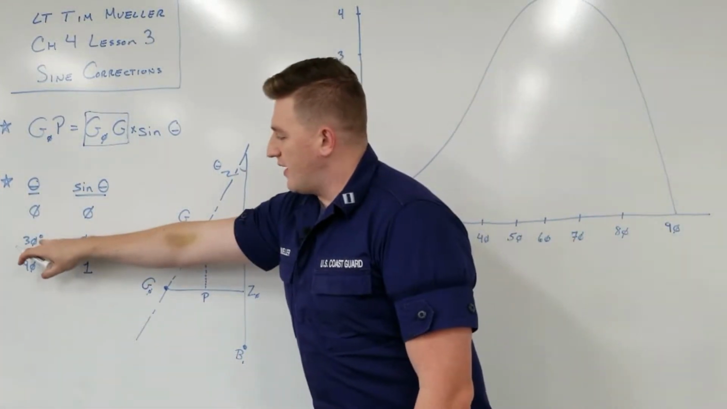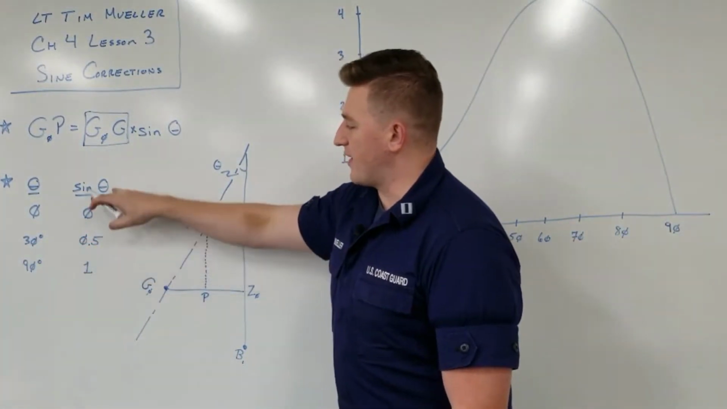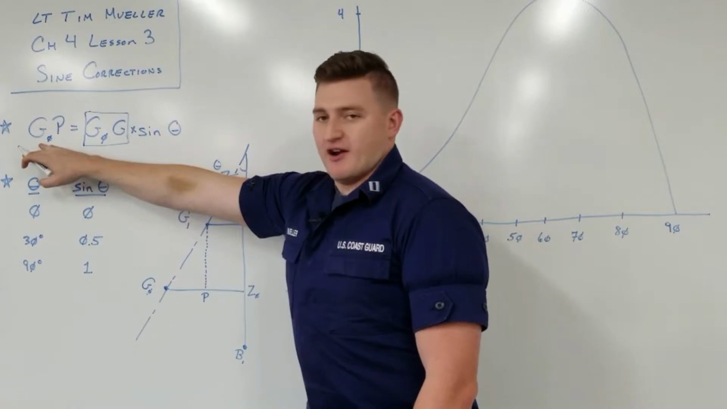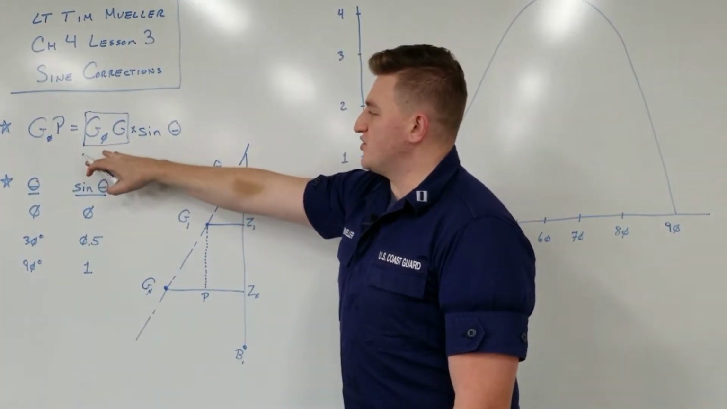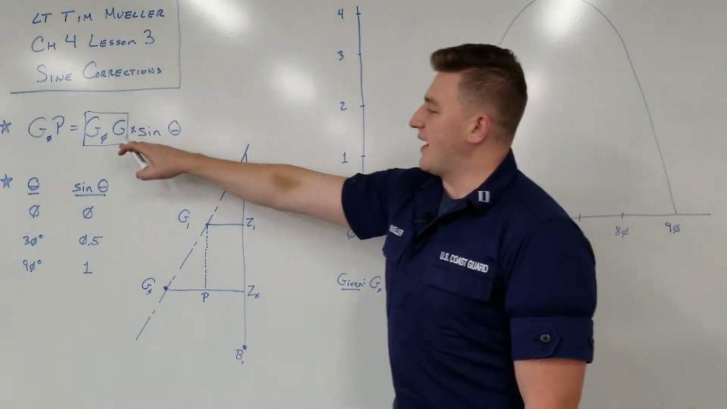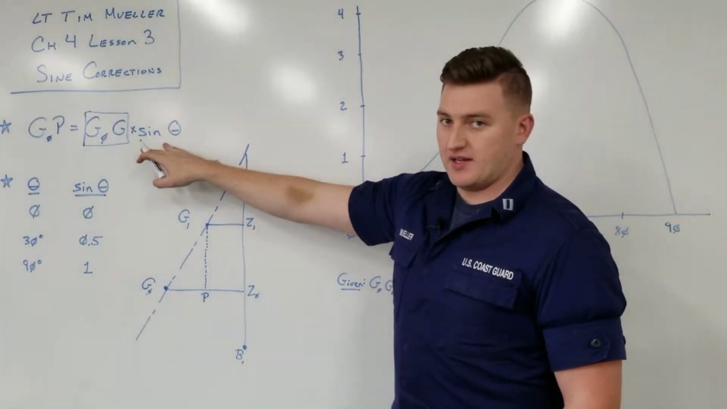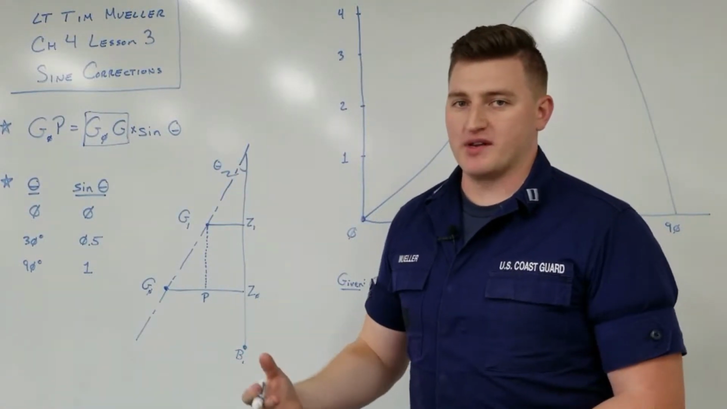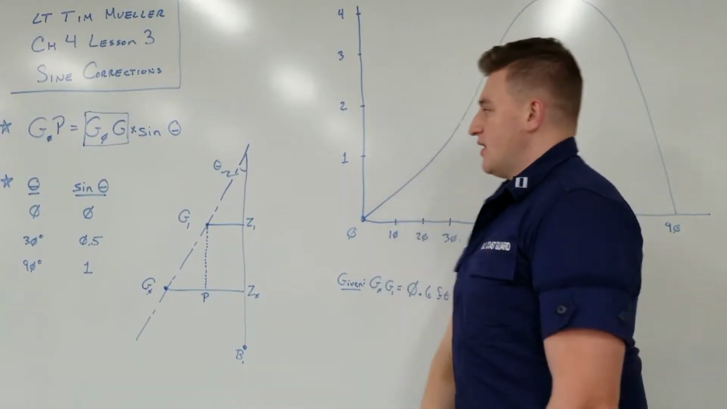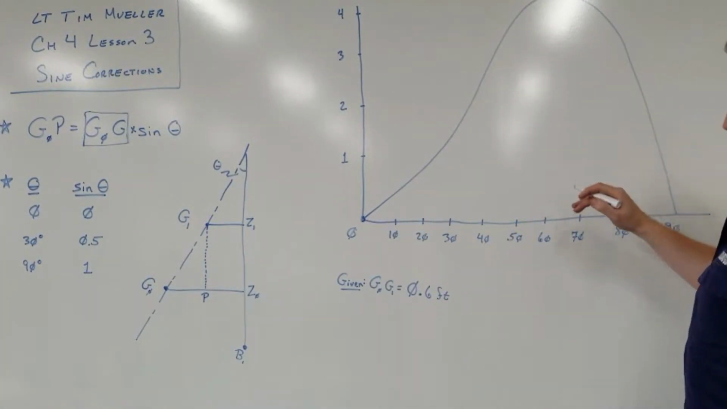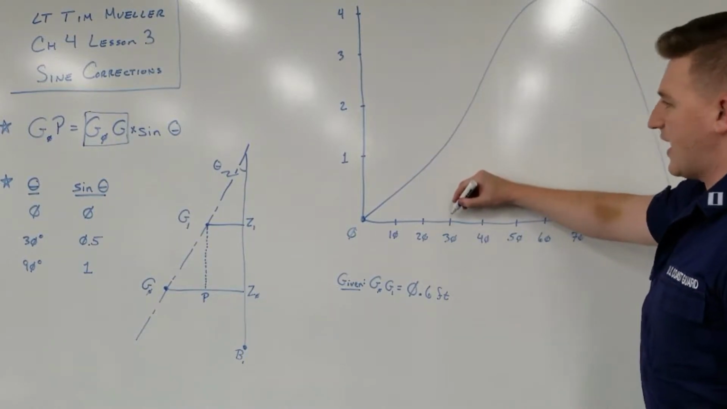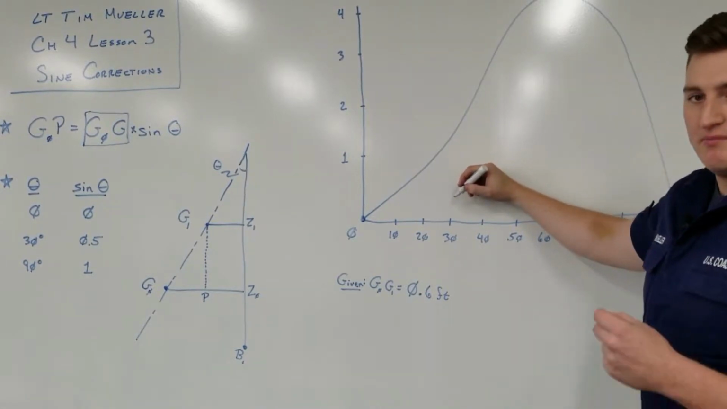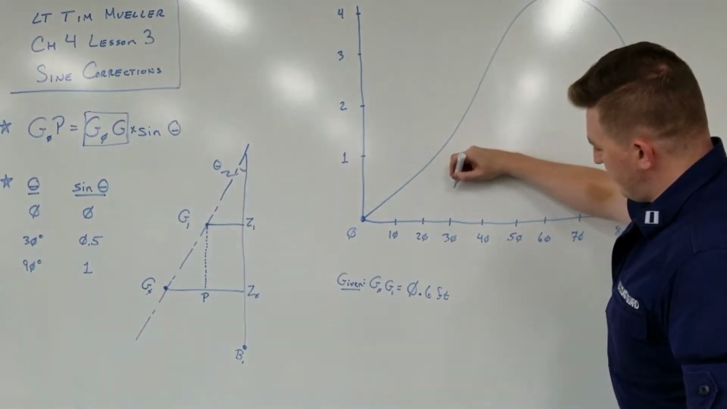So now we go to 30. At 30 degrees, I know that my sine theta is 0.5. So I go back up here. My reduction in righting arm equals GoG1, which is 0.6, times the sine of theta. At 30 degrees, sine of theta is 0.5. So now I have 0.6 times 0.5, or half of 0.6, which is just going to give me 0.3. So now I go over on this side. I say at 30 degrees, I now have 0.6 times 0.5, which is 0.3. So I'm going to mark 0.3 right above 30 degrees. And that's going to be right around there.